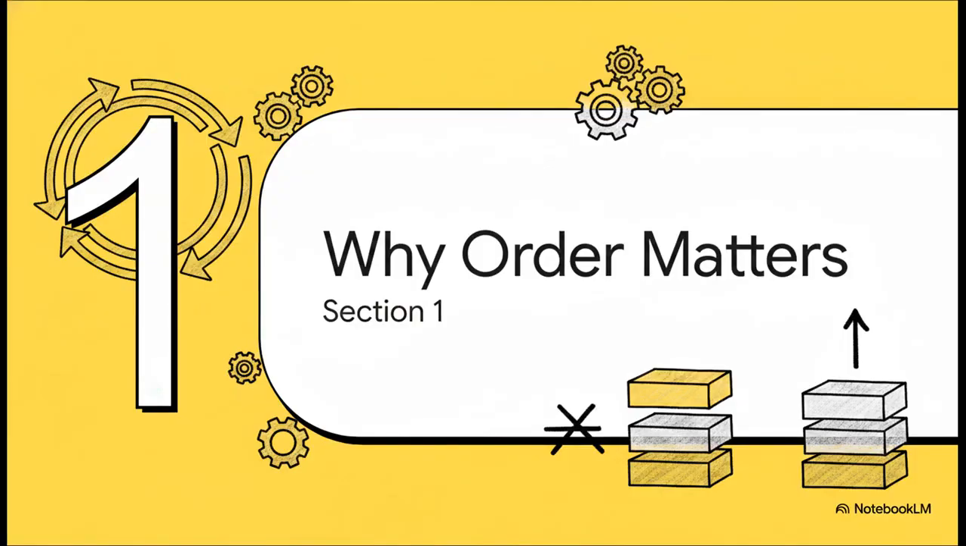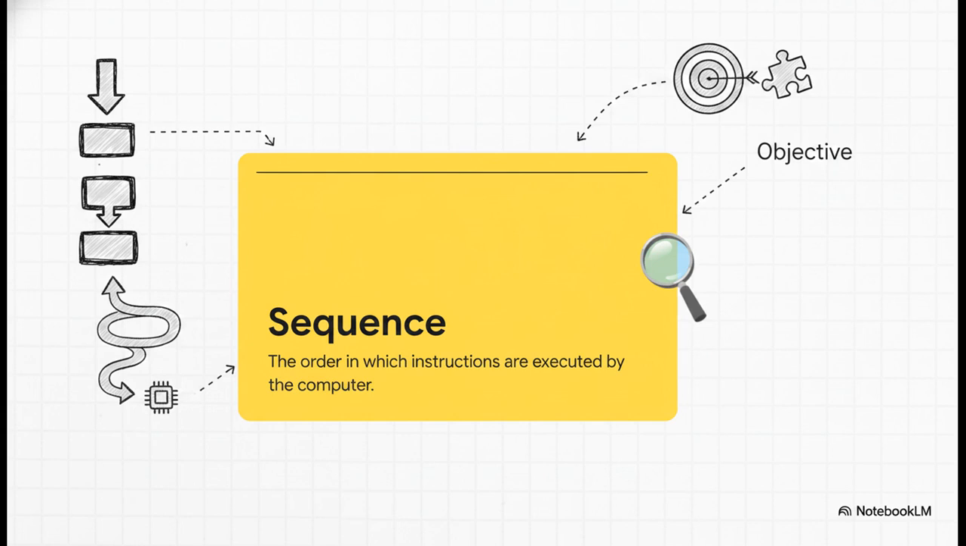All right, part 1, why order matters. Let's anchor our understanding with 3 key concepts. First up, sequence. This is simply the exact order in which instructions are executed by the computer. Second, the objective. That's your end goal, what the program is actually trying to achieve. And finally, flow of control. Think of this as the specific path the program takes during execution to reach that objective.